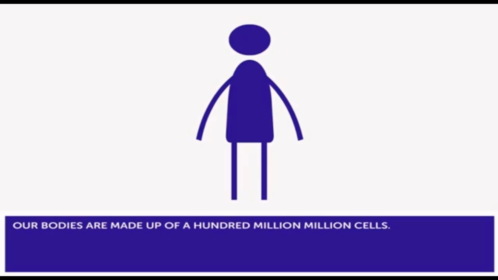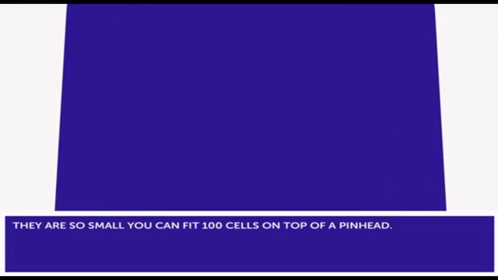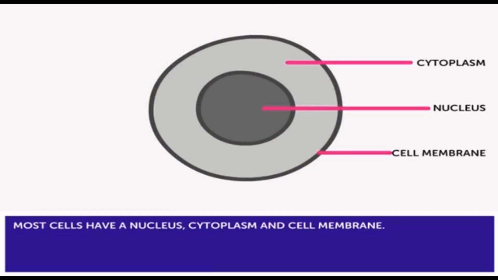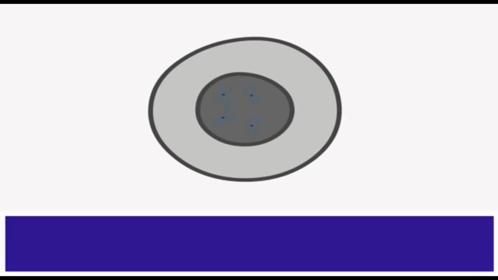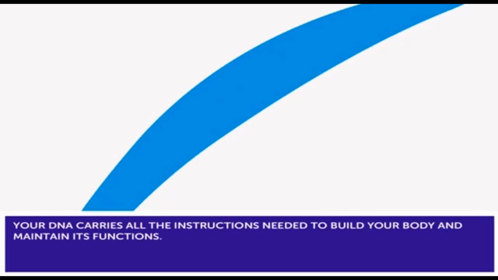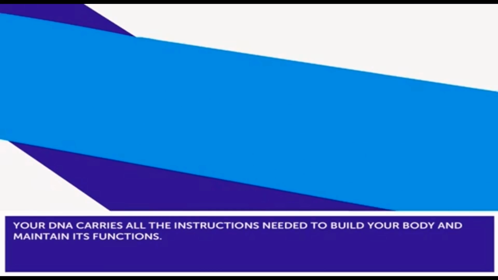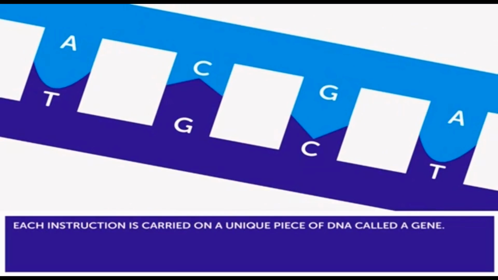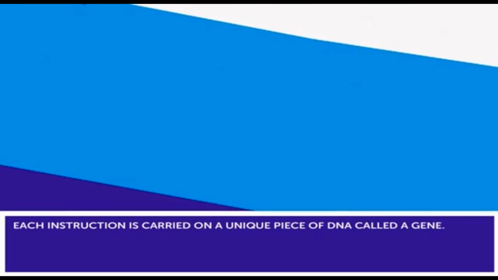Our bodies are made up of 100 million cells. They're so small you can fit 100 cells on the top of a pinhead. Most cells have a nucleus, cytoplasm, and cell membrane. The nucleus is the cell's control centre and holds the cell's DNA. Your DNA carries all the instructions needed to build your body and maintain its functions. Each instruction is carried on a unique piece of DNA called a gene.